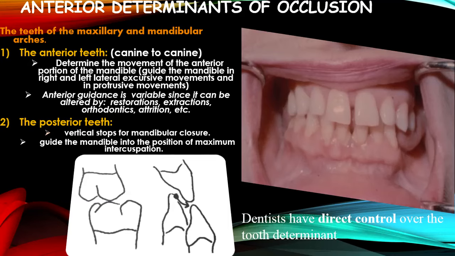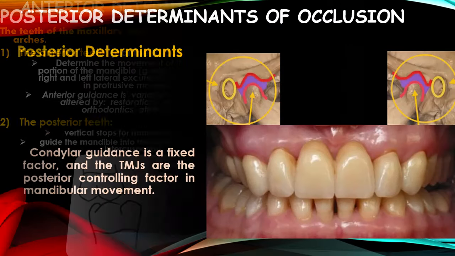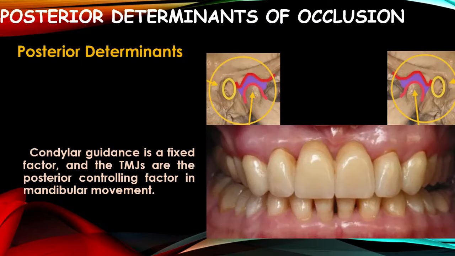So the dentist has direct control over the tooth determinant while having no control over the posterior determinant factor, which is the TMJ. As we see, condylar guidance is a fixed factor and the TMJ is the posterior controlling factor in mandibular movement.